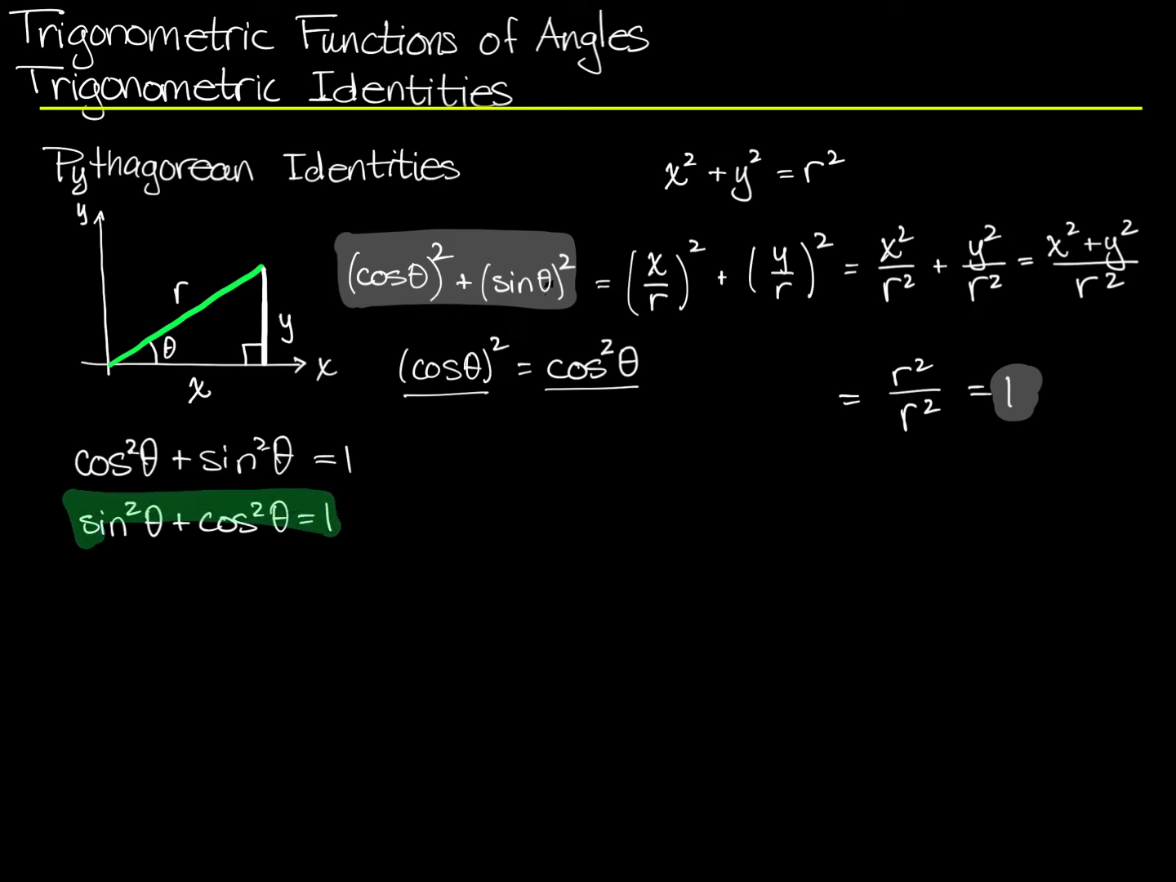This is the primary Pythagorean identity. I'm highlighting it in green. We're going to add to it. We're going to have a list of 3 of these. But this is the only one I'm going to derive by using this idea here.